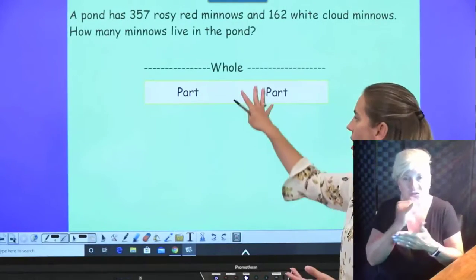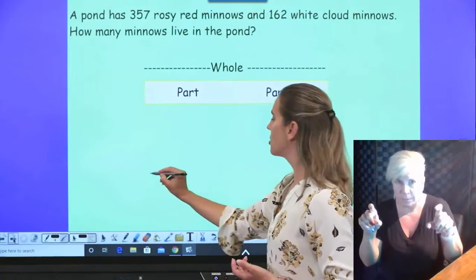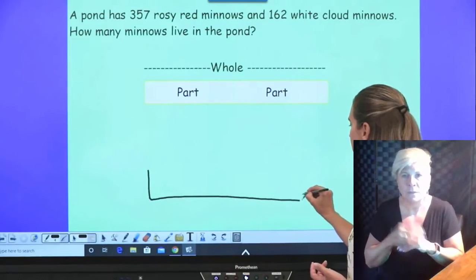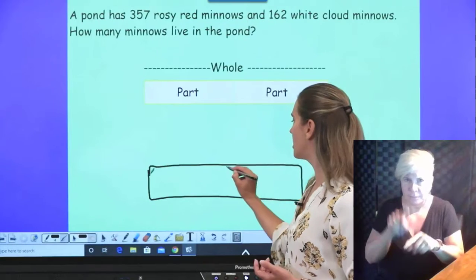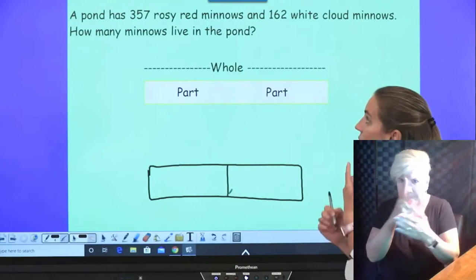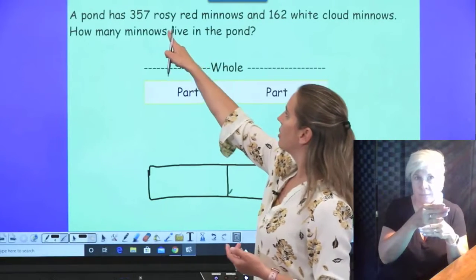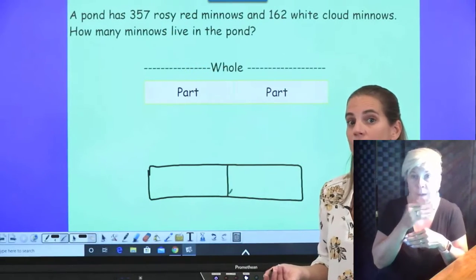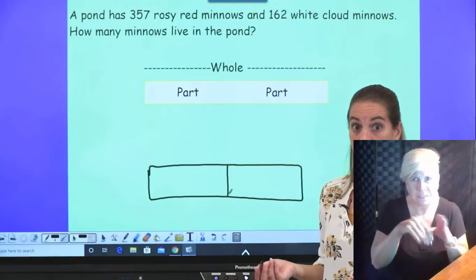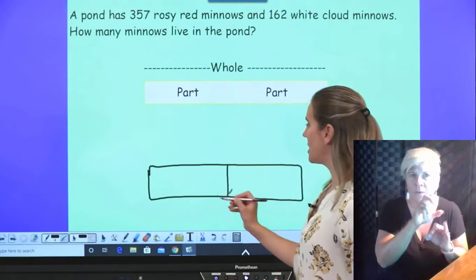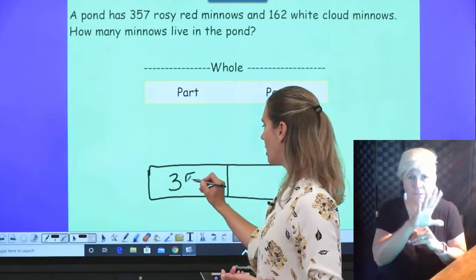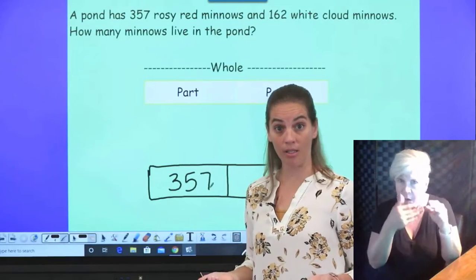Let's draw another bar diagram down here. So I'm going to draw just a rectangle. I'm going to split my rectangle into two parts. I know that one part are my rosy red minnows, right? Right here are my rosy red minnows. How many rosy red minnows live in the pond? Perfect, 357. So that's one part of all the minnows that live in my pond.